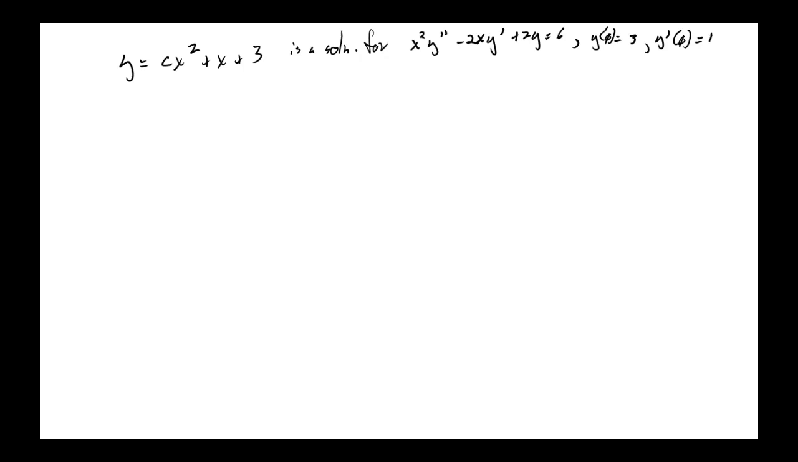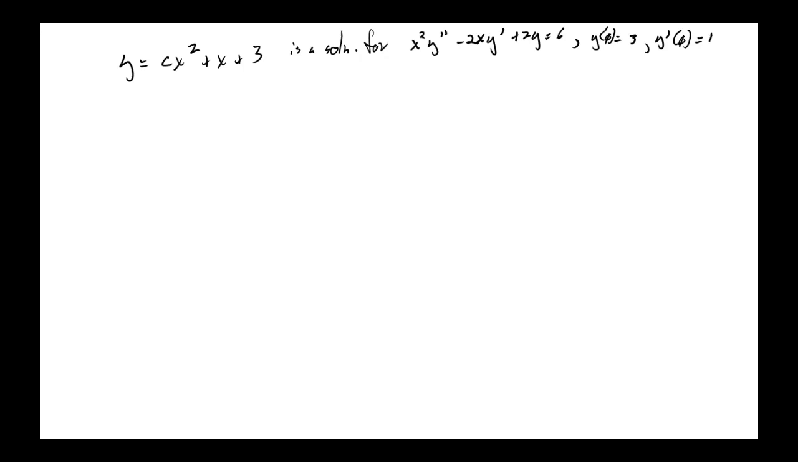Zero, 3, 0, 1. It's at the same point. It's a second order differential equation, and you've got 2 initial conditions that look good. Here is a big problem. We need to verify this is the solution for that differential equation.